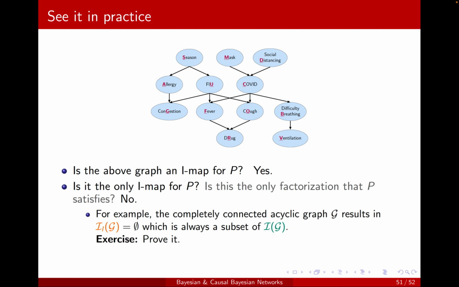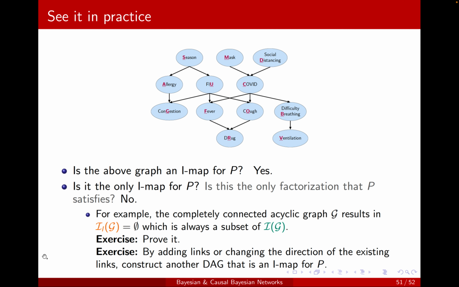But then is that the only one? First of all, try to prove this in the general case, not just for 4 nodes, but for an arbitrary number of nodes. And I left another exercise: by trying to delete or add some other links, can you construct another DAG that is an I-map for P?